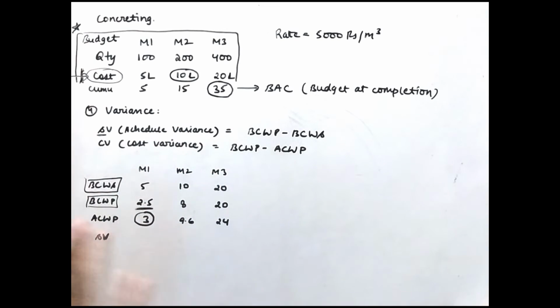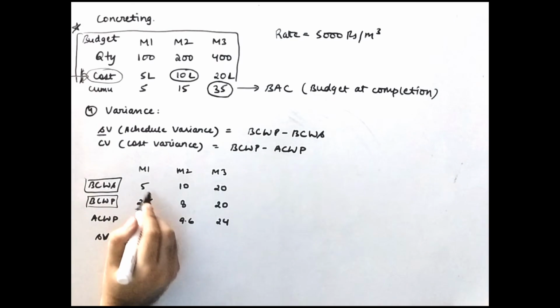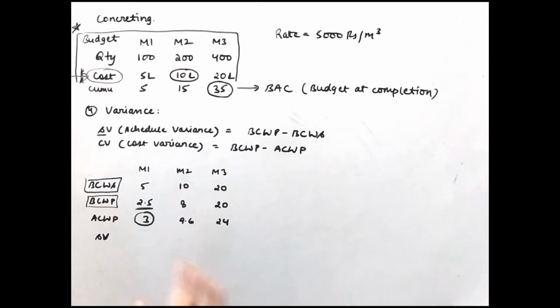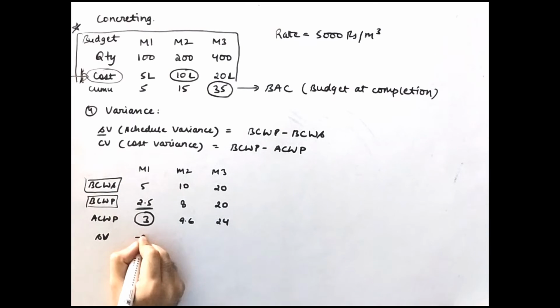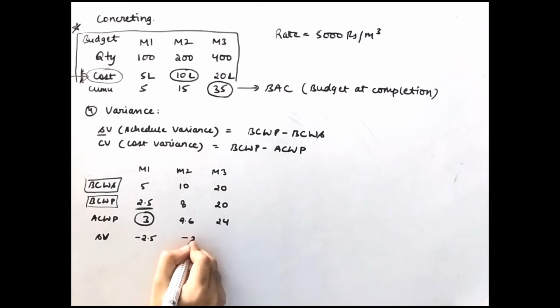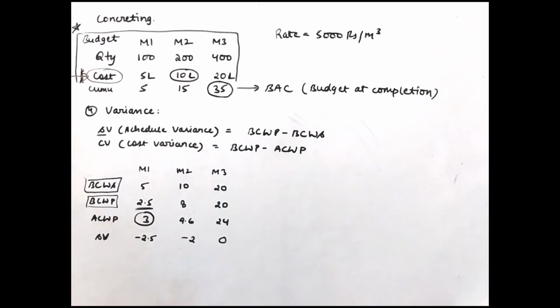Why? Because we have kept the cost constant, but we have calculated this based on the quantity that we executed. So the quantity that you execute with respect to the scheduled quantity will only tell you your schedule variance. So BCWP minus BCWS. This will give you minus 2.5, this will give you minus 2 and this will give you 0. 20 minus 20 is 0. What does this mean?